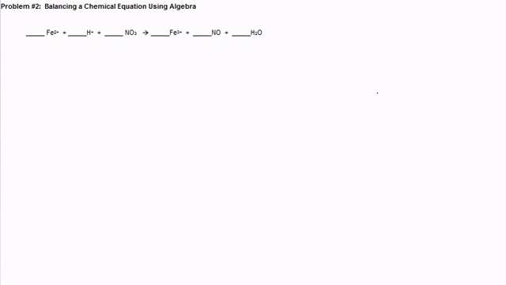Okay. So the next step that we take is we label every single coefficient with a variable. So let's do that right now. Let's label the first with an A, second with a B, third with a C, fourth, now we're moving on to the products, with a D, fifth with an E, and the last one, the sixth, with an F.